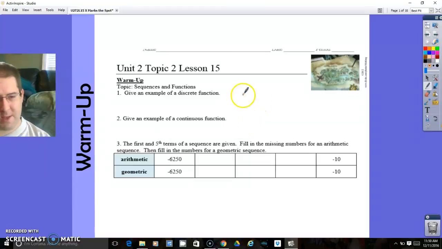Hey, welcome back to Mr. PL's with Algebra. This is Unit 2, Topic 2, Lesson 15. This is a lesson which explores the relationship between x and y and finds how they're related to each other in both linear and exponential equations.